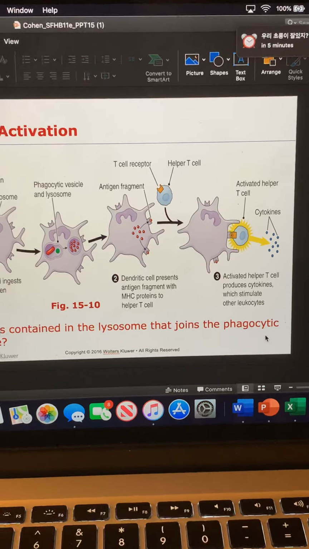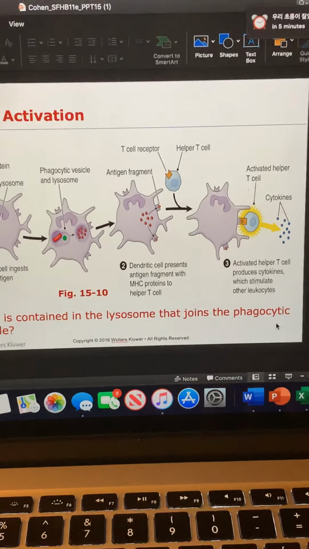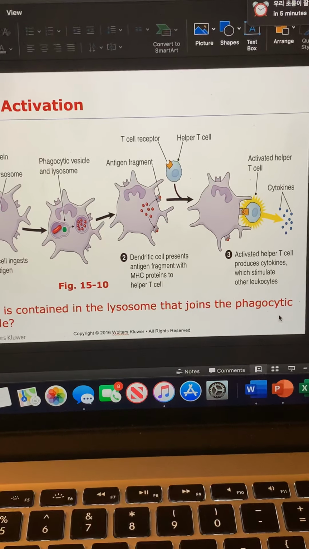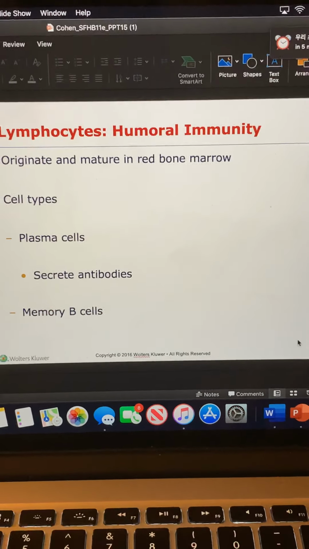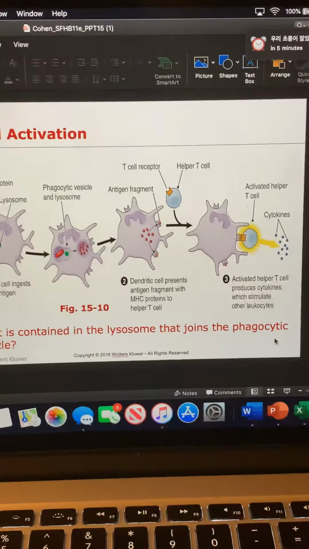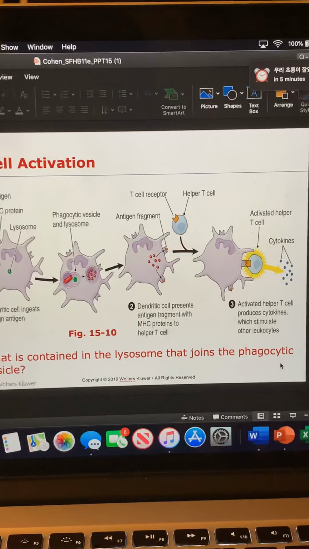Then the activated helper T cells produce cytokines, which stimulate other leukocytes. This right here, beautiful people, is T cell activation. You can see there are 1, 2, and 3 steps. You should be able to put them in some kind of order.